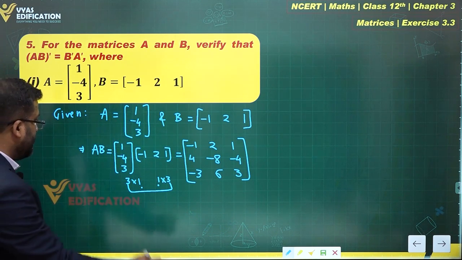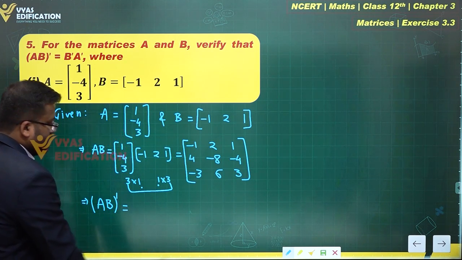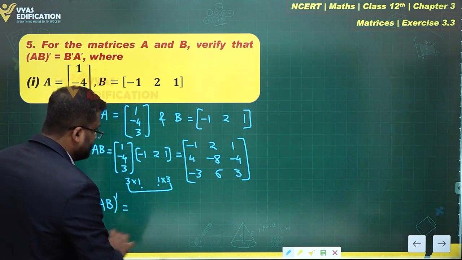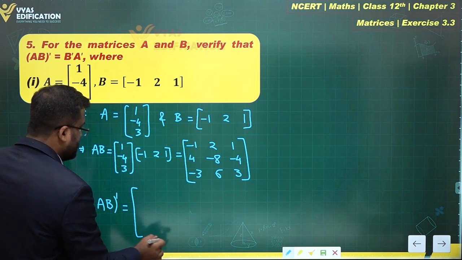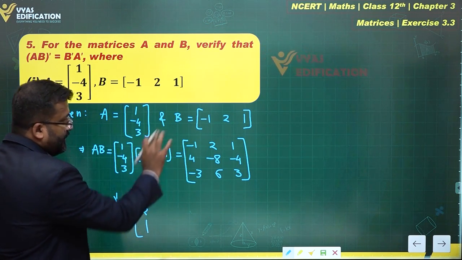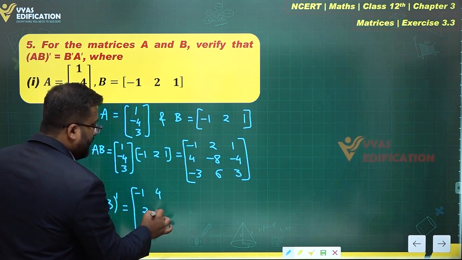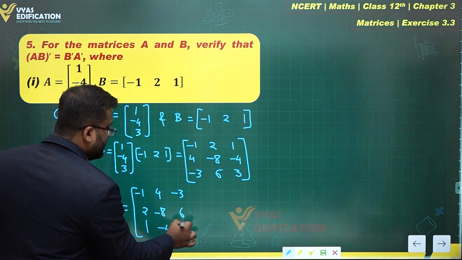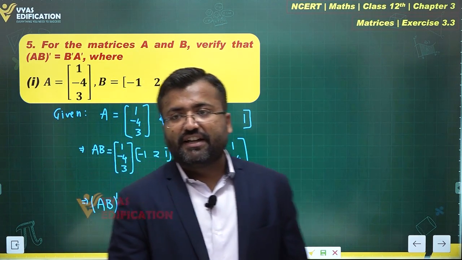Once you have the product AB, we can find the transpose of AB. AB whole transpose can be found very easily by interchanging the rows and columns. The first row becomes the first column, as you can see. The second row, 4, minus 8, minus 4, becomes the second column. The third row becomes the third column. This is what I have at the end.